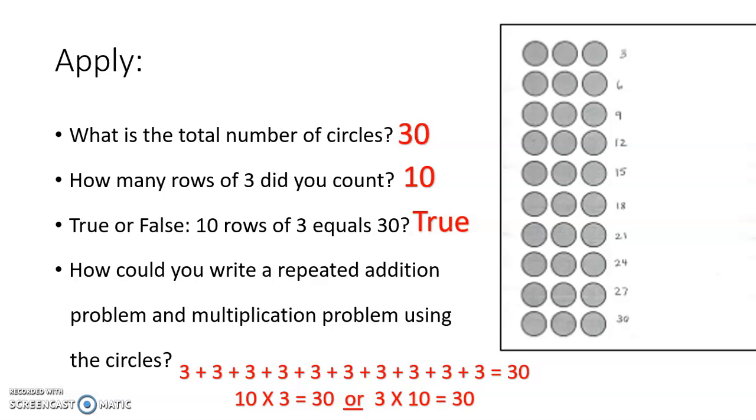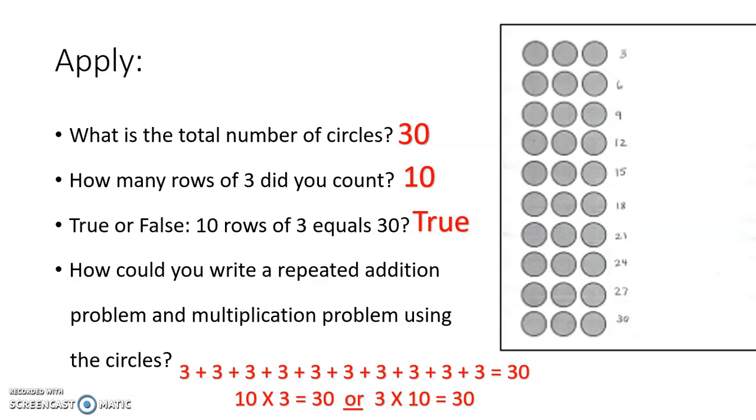So how many circles did we count all together as we were moving our paper down the screen and counting? Yes, you have 30 circles. There are 30 circles in all. This is the same exact picture that I had on the previous screen, except I've numbered it on the side for you. Now, second question, how many rows of 3 did you count?